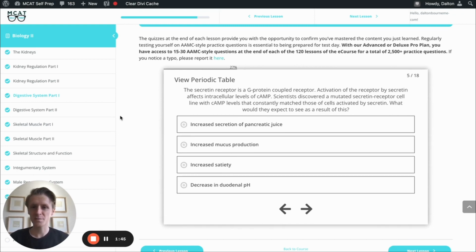Today's question comes from the end of lesson mastery quiz in lesson 5 of the Biology 2 module. Be sure to hit pause and try this problem on your own before watching my explanation.